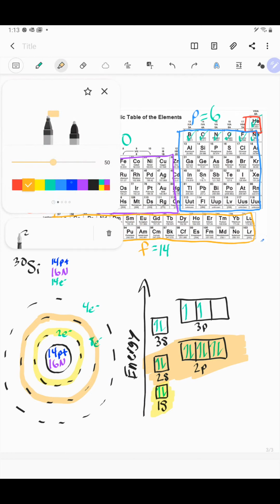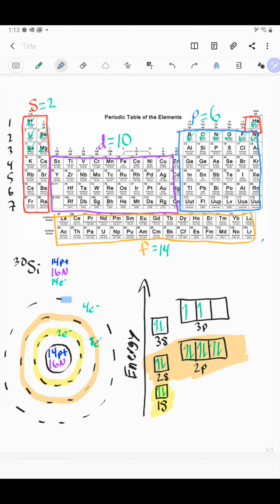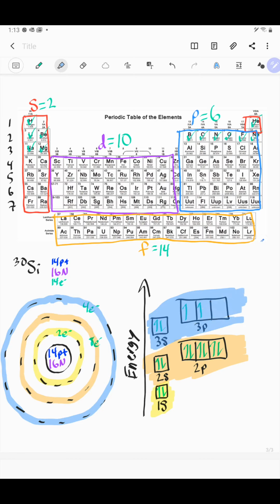Next, let's see our third energy level. On the Bohr model here, we have 4 electrons in the third energy level. And then on this orbital diagram, we also have 4 electrons in the third energy level. So it looks like we followed the rules, we have the correct number of electrons, and the electrons are located in the correct energy levels.